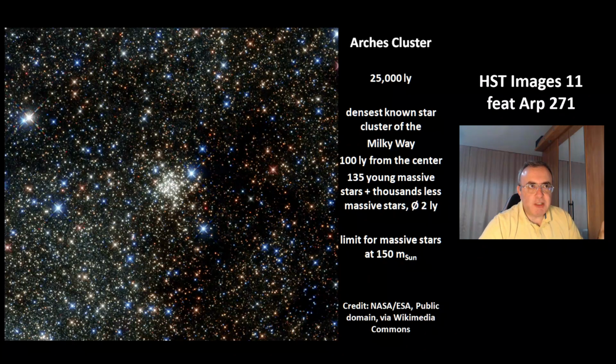This is a picture of the Arches cluster, 25,000 light years distant. This is the densest known star cluster in the Milky Way. It's just 100 light years from the center of the Milky Way. The Arches cluster contains 135 young massive stars and thousands more less massive stars. The size is just 2 light years. And by observing these massive stars, scientists defined a limit for the maximum mass of a star at 150 solar masses.